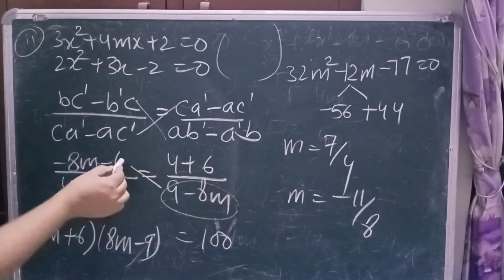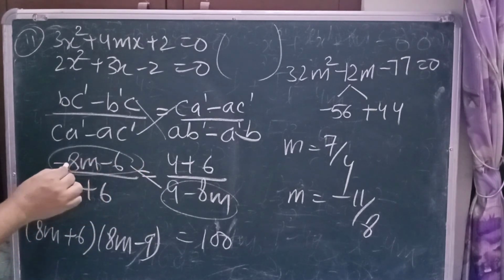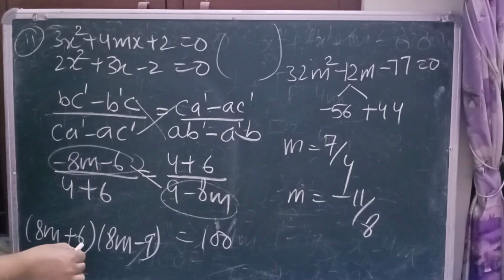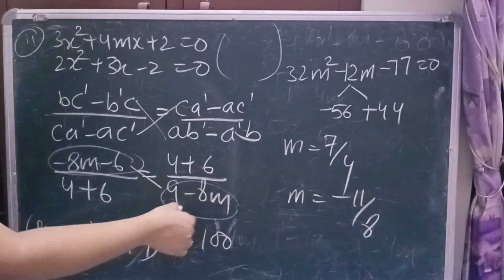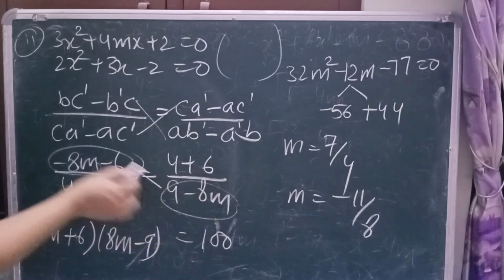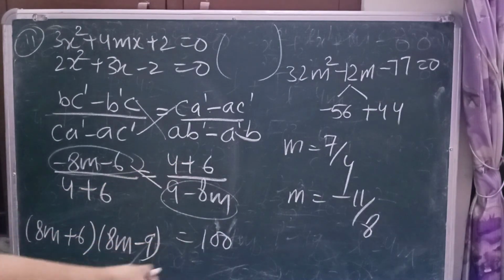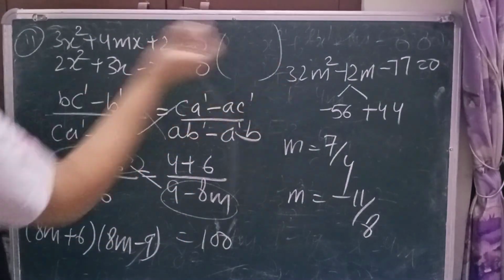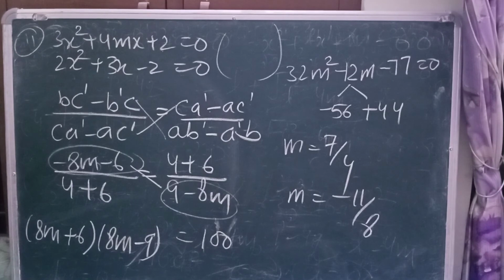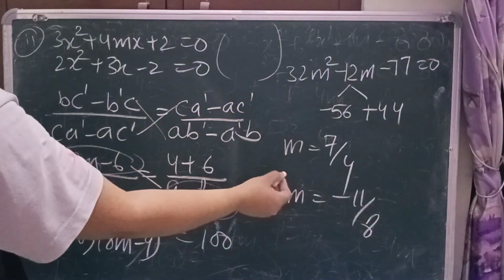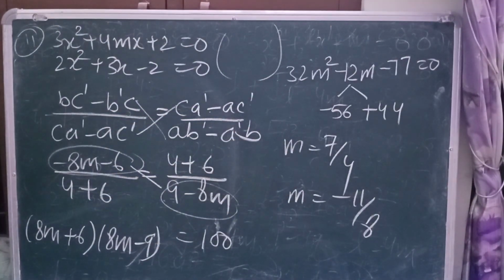Here, to make it a little positive, I have taken minus common outside, so it will be 8m plus 6, and from here also I have taken minus common, it will be 8m minus 9, and that minus will be plus, will be cancelled, and 10 into 10 will be 100. So you will get the quadratic equation 32m square minus 12m minus 77. So you can do the factorization. That will be minus 56 plus 44. When you solve it further, you will get both values, m equal to 7 upon 4 and m equal to minus 11 upon 8.